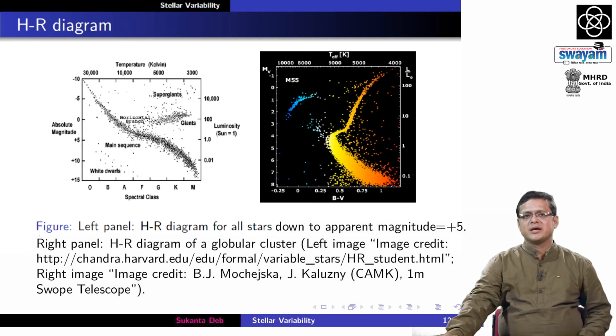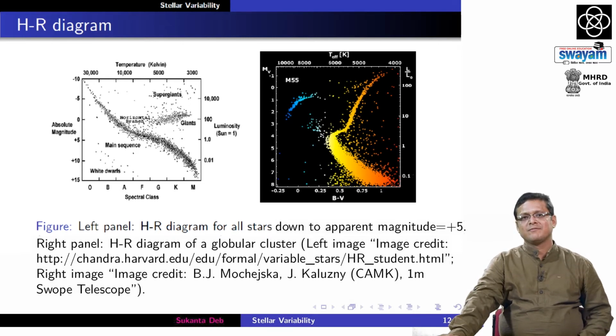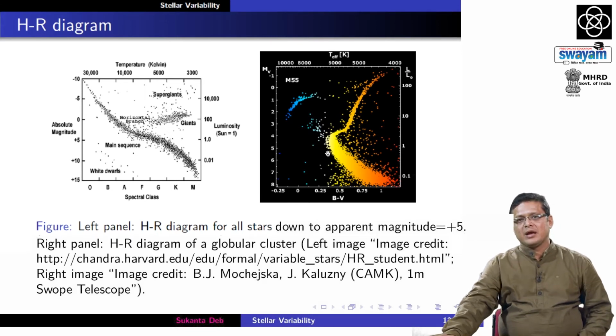Here in the left panel is the HR diagram for all stars visible to the naked eye down to an apparent magnitude of 5, plus all stars within 25 parsec. The right panel shows the HR diagram of the globular cluster M55.